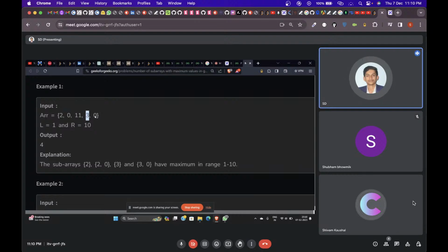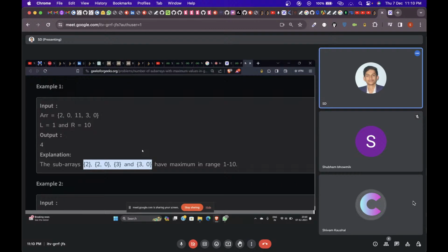We can see that we are arriving at 3. 3 is greater than L and smaller than R, therefore it is included, as you can see here. The same goes for 3, 0: 3 is the maximum element, which is within the limit. But if we consider only the last element, 0, in our subarray, then we can see that 0 is smaller than L.